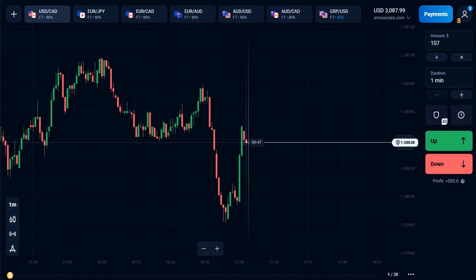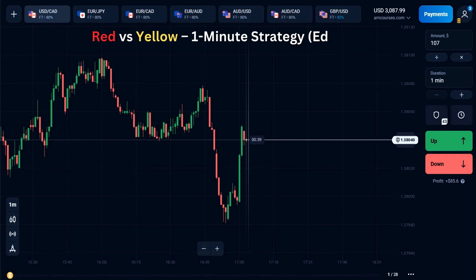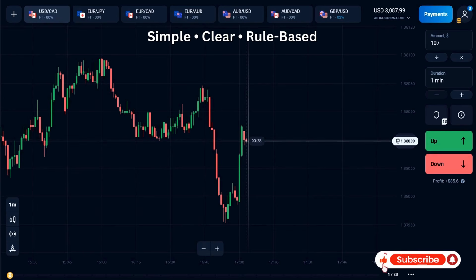Have you ever wished trading could be simple? Just one clear signal that tells you when to buy or sell? In this video, I'll show you an easy 1-minute binary strategy using the ADX indicator with default settings. All you need to watch is two lines, the red line and the yellow line. When they cross, they give us a clue about market direction.